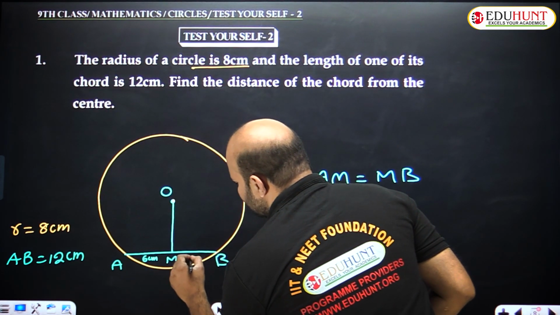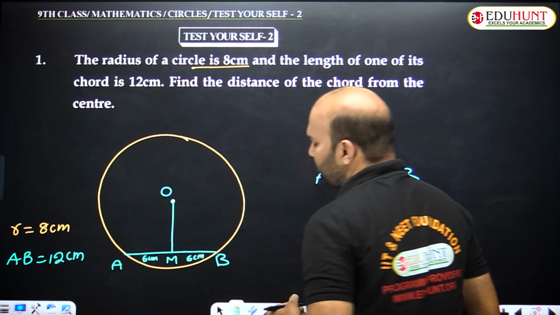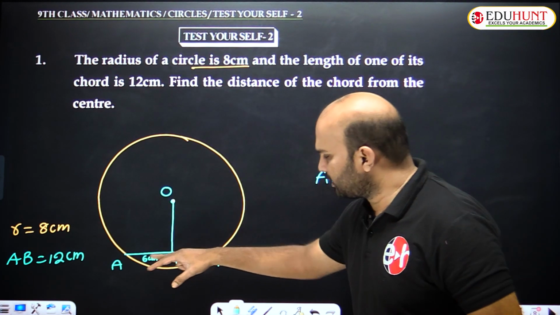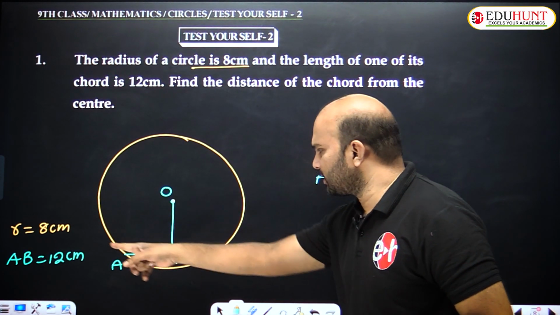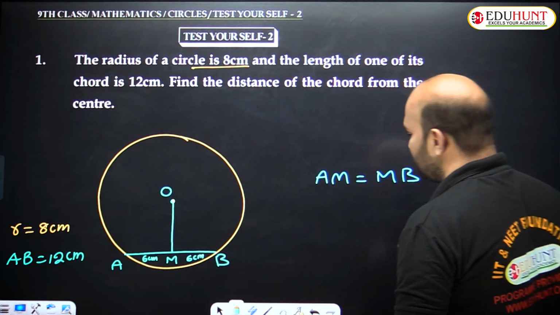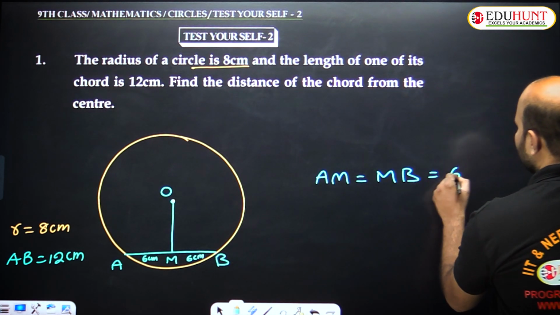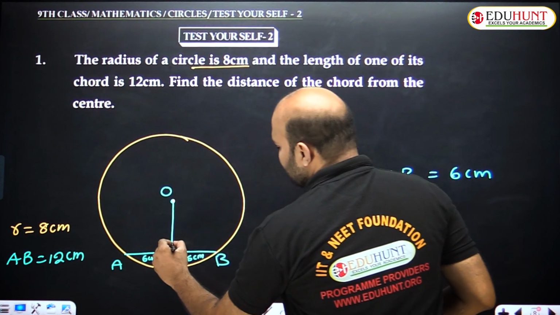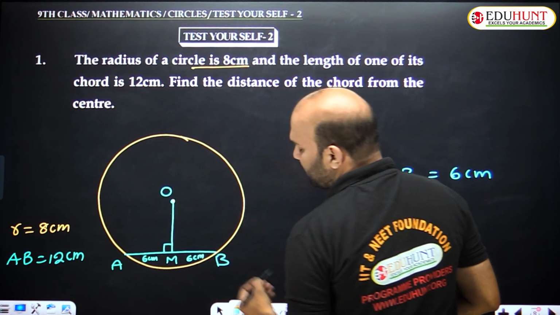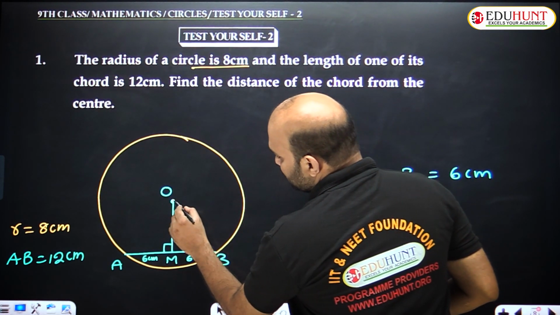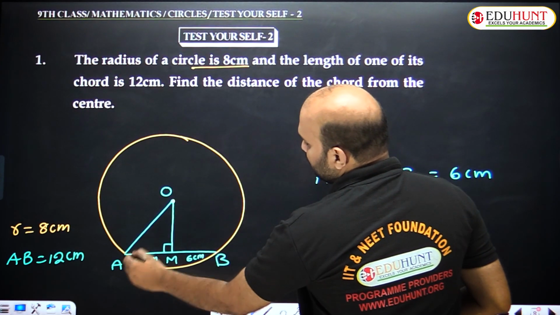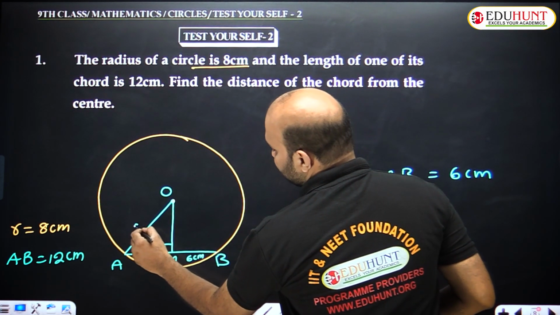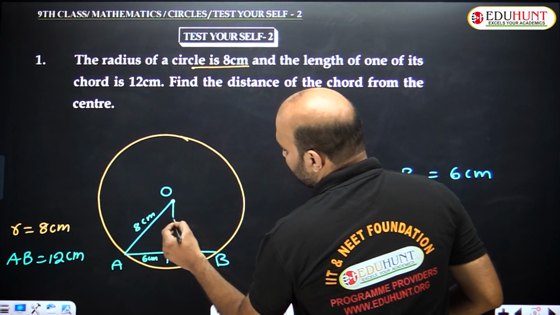So MB is also 6 centimeters, by using the property that the perpendicular from the center to the chord bisects the chord. So total AB is 12 centimeters given, and AM and MB are each 6 centimeters. Am I clear? Perpendicular means it makes 90 degrees. Here OA is a radius. Radius, how much is given here? 8 centimeters. 8 centimeters.